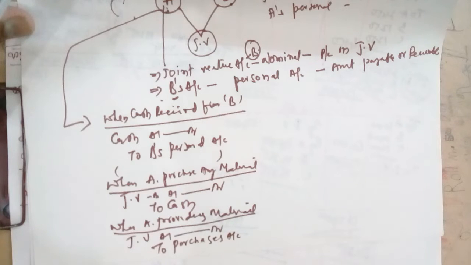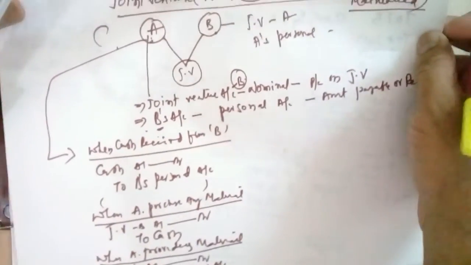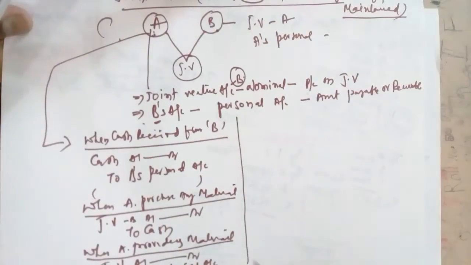Why purchases? When material is purchased by A, what entry would have been passed? He would have passed the entry that is purchases account debit to supplier or cash. Now that material he is bringing, so purchases account should be reduced. How will it be reduced? By crediting. So debiting which account? Joint venture account. So this is the basic journal entry when material is supplied by co-venturer from his own stock, right?